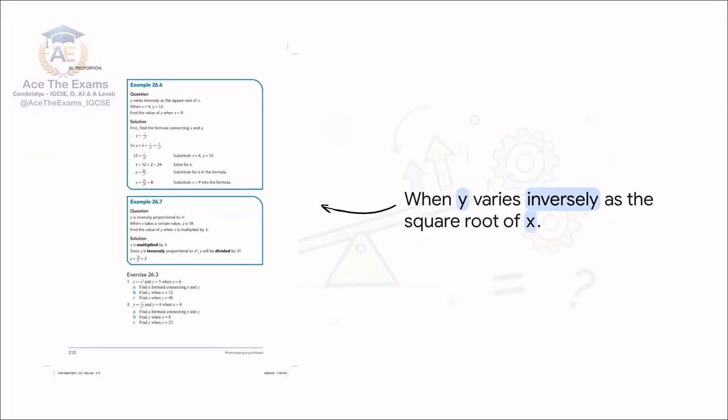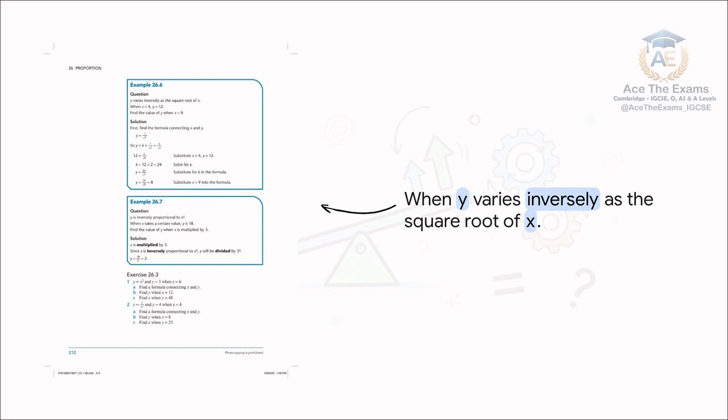Okay, let's do one more, the hardest one yet. Example 26.6. Y varies inversely as the square root of x. Now that sounds pretty terrifying, but let's just trust the steps. Inversely means it's going to be a fraction, and square root of x goes right on the bottom. So y equals k divided by the square root of x. We're told that when x is 4, y is 12. Let's substitute those in. 12 equals k divided by the square root of 4, while the square root of 4 is just 2. So 12 equals k over 2. Multiply by 2, and k equals 24. So our formula is y equals 24 over the square root of x.